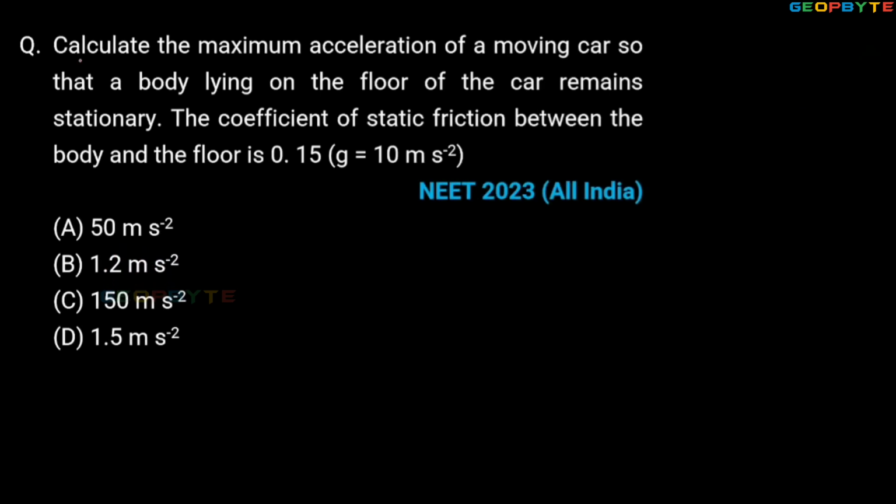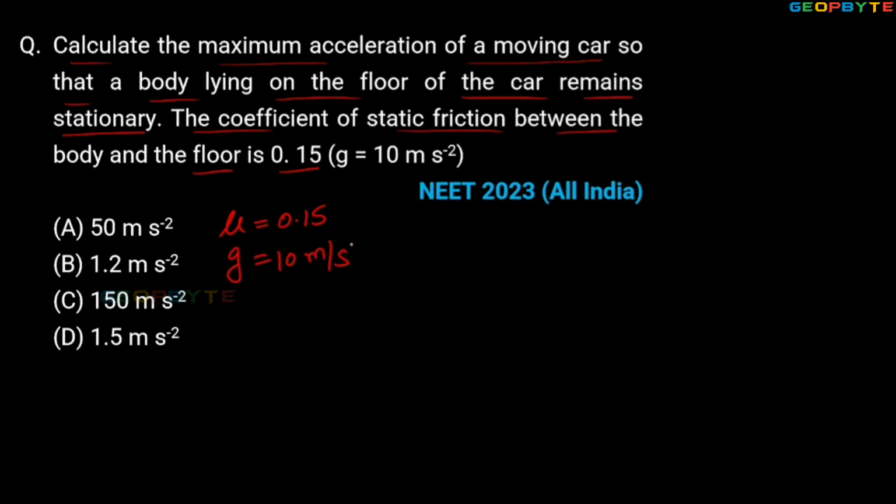Similarly, let us take another important problem. Okay, look at the screen. It is asking like this. Calculate the maximum acceleration of a moving car so that a body lying on the floor of the car remains stationary. What is the maximum acceleration of the moving car when a body placed on the floor of the car is in stationary condition? The coefficient of static friction between the body and the floor of the car is 0.15. Here coefficient of friction mu equals 0.15. Look at the g value, given as 10 meter per second square.